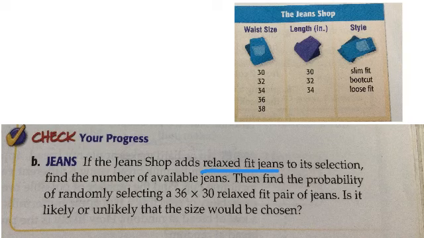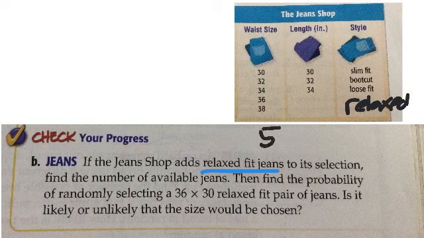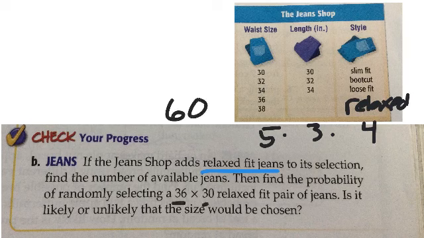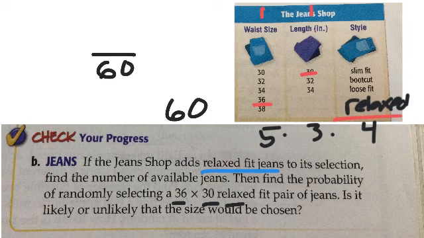How many outcomes would there be now if we added relaxed fit? 60. Now it would be 5 times 3 times 4, which is 60 possible outcomes. So now if we want to know the probability of selecting a 36 by 30 relaxed fit, then how many ways are there to choose that? There's only one way to pick a 36. There's only one way to pick a 30. There's only one way to pick relaxed. So there would be only one possible way.